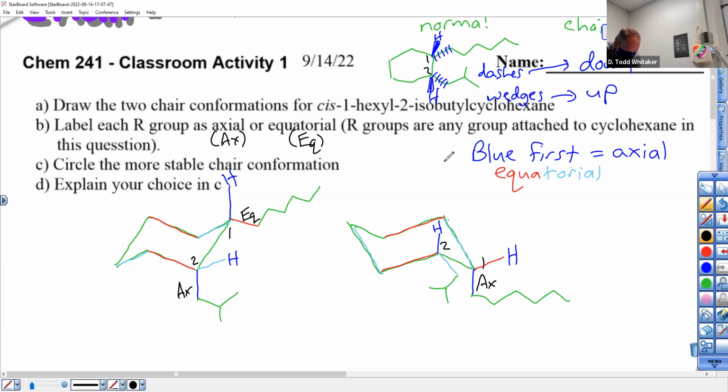A group that used to be equatorial has to become axial, and a group that was axial has to become equatorial. But the group that used to be down is still down, and the other group happened to be down as well, and it's still down. Okay? Down stays down, up stays up, axial becomes equatorial, equatorial becomes axial. It kind of summarizes everything.